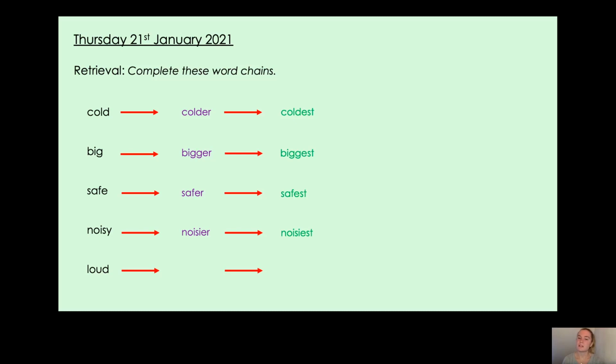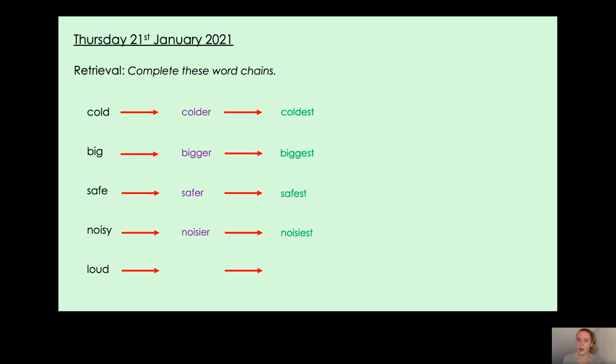Now, the next one, loud. Now, does loud end in a Y? No, it doesn't, does it? Does it end in an E? No, it doesn't, does it? Does it end in a single vowel and a consonant? Well, no, have a look. It ends in an OU, which is a vowel digraph, so it's not a single vowel sound, and then a consonant D. So therefore, loud doesn't need to be changed.